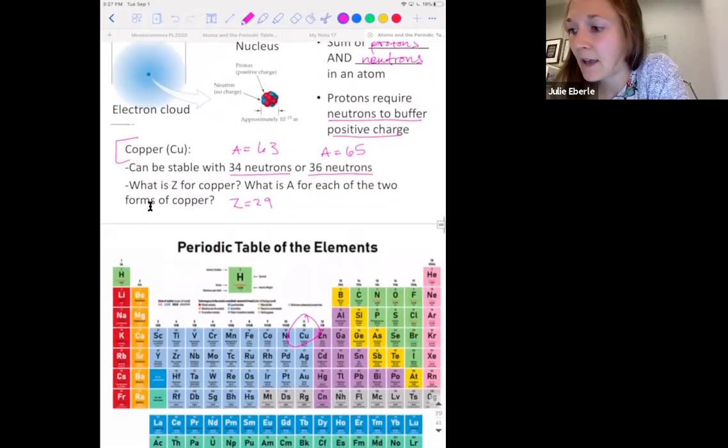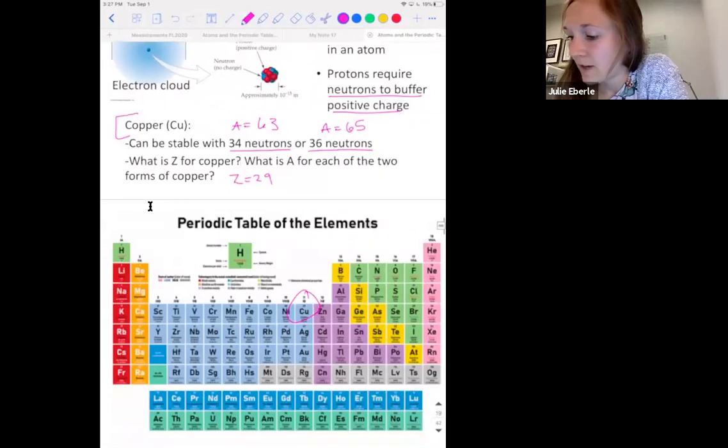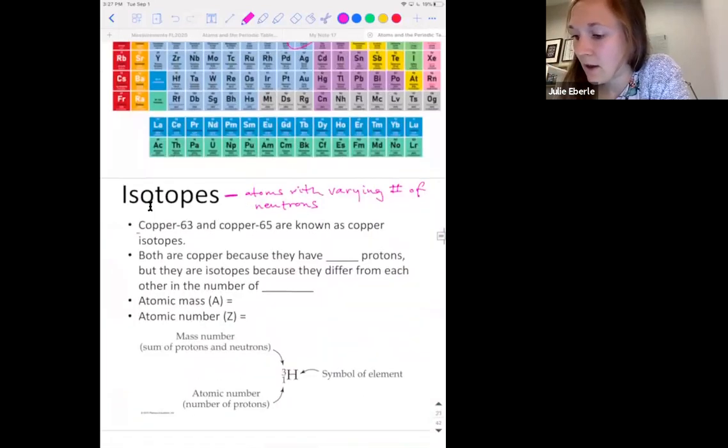To get A, we are adding up. Remember, it's the sum of protons and neutrons. Okay, so we define what an isotope is, and there they are. Copper. We call these isotopes by their mass numbers because their atomic number is going to be the same. So to differentiate isotopes, we have to differentiate them by their mass numbers. So it'd be copper-63 and copper-65. And these are the isotopes now.